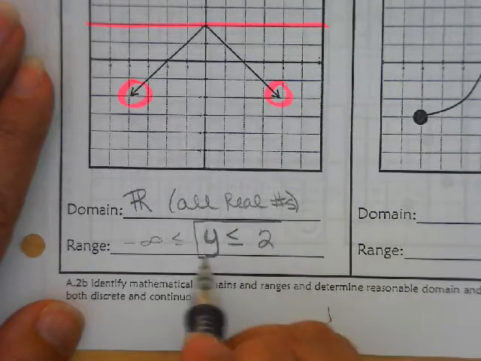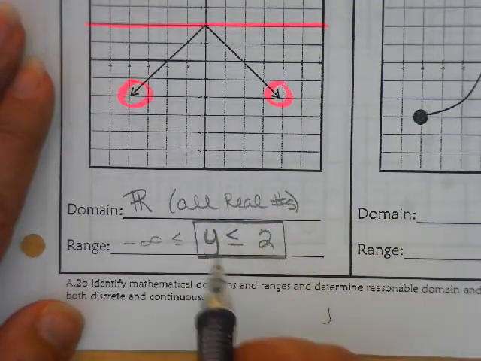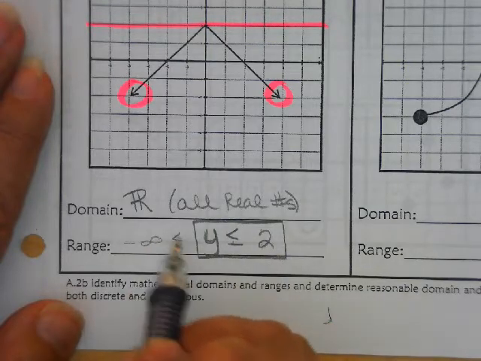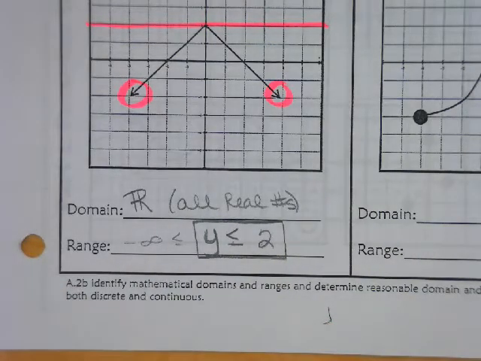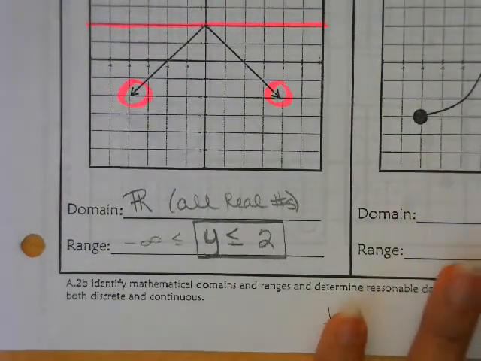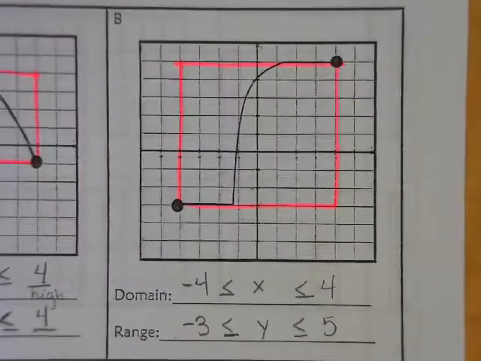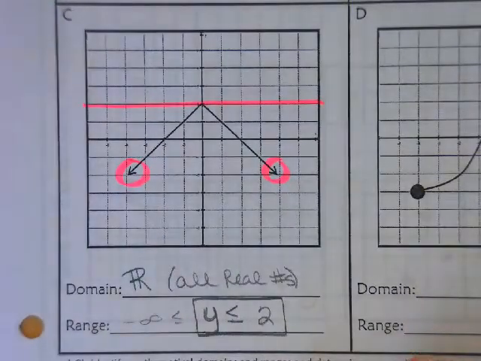So all you really need to write is this. If you say all of the y's are less than or equal to 2, then you're implying that it's going to go to negative infinity. Okay? If you want to draw the infinity symbol, that's fine, but you're not going to see it that way. All right? So we're good on B, and we're good on C. So I'm going to have you try D.